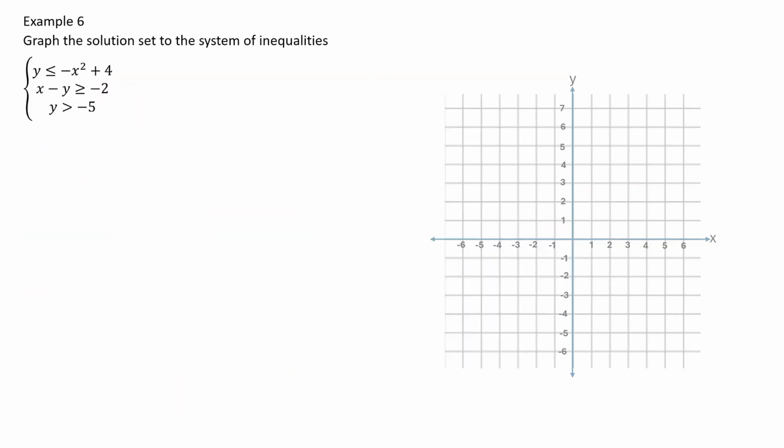All right, here's one where we have 3 graphs. And so we have y less than or equal to -x squared plus 4. That is going to be a parabola, going to have its vertex at 4, and it's going to open down. And so I'm going to see, do we shade below the parabola or above the parabola? First of all, (0, 0) is not on the parabola, so I can choose that as my test point.